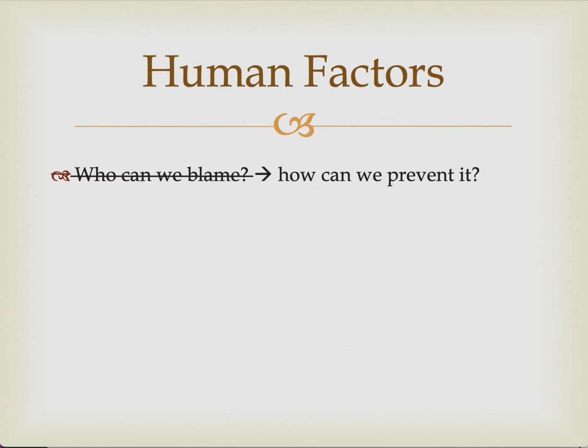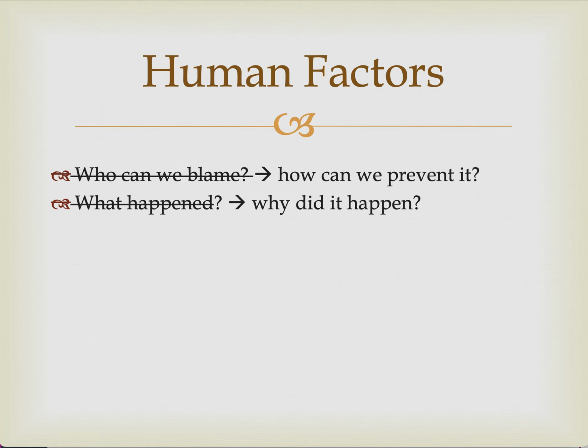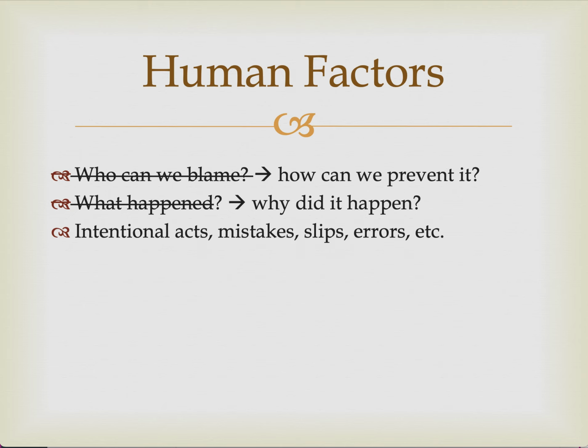So we started going from who can we blame for this accident to how can we prevent it from happening again. We went from what happened to why did it happen? Because if you figure out why it happened, you learn the steps you can take to prevent it from happening again. So we started looking for, were they intentional acts, were they mistakes, were they slips, were they errors, and each one of those actually means something different we'll get into in this course.